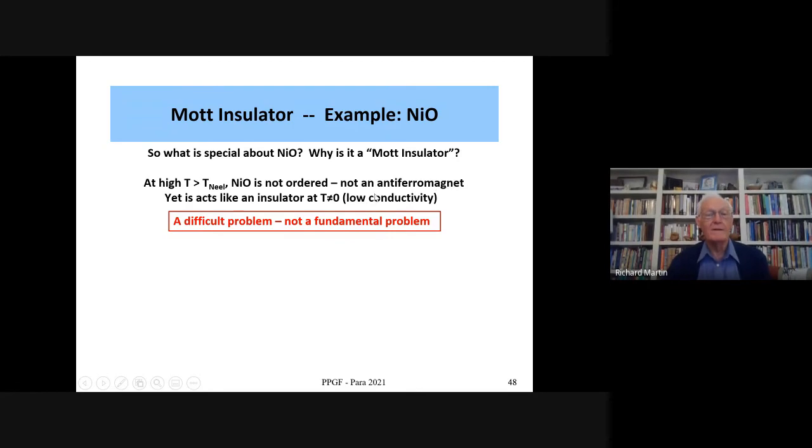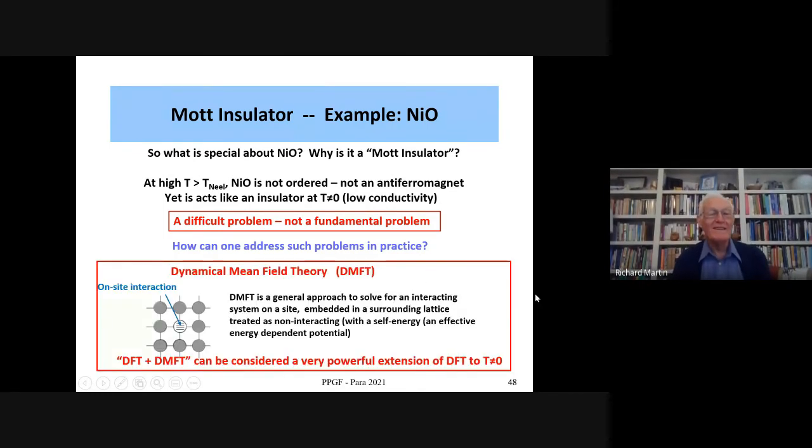And you shouldn't expect a density functional theory that's derived for T equals zero, and assumes that the disordered state is just as if it were at T equals zero, to work. Of course that doesn't work. It's a difficult problem, not a fundamental problem. And suppose you actually want to deal with nickel oxide at a high temperature above the Néel temperature. How could you actually do it? Well, there's a way. Dynamical mean field theory is exactly the logical approach to proceed.